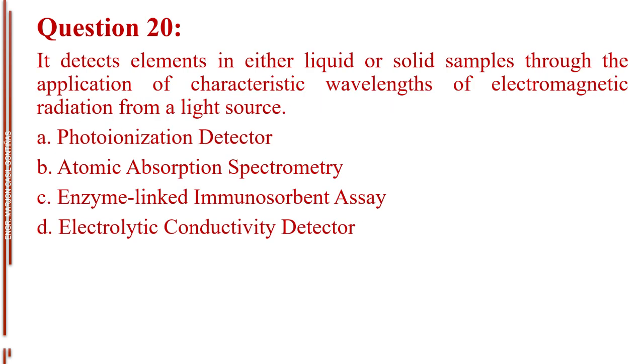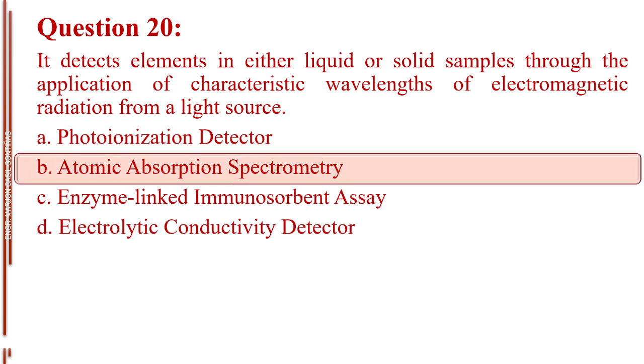Question number 20. It detects elements in either liquid or solid samples through the application of characteristic wavelengths of electromagnetic radiation from a light source. Letter A, photoionization detector. Letter B, atomic absorption spectrometry. Letter C, enzyme-linked immunosorbent assay. Letter D, electrolytic conductivity detector. The answer is letter B, atomic absorption spectrometry.